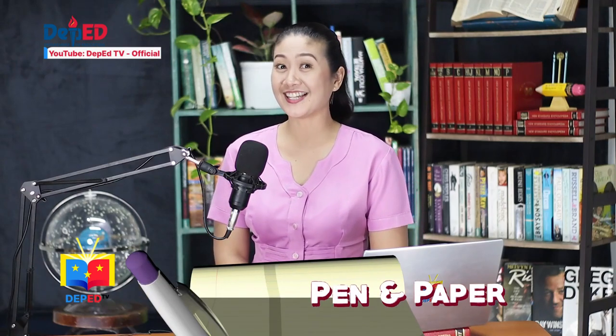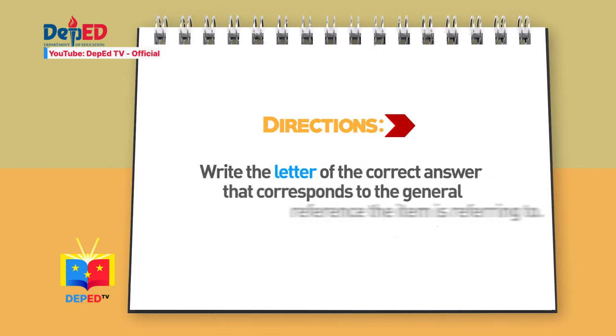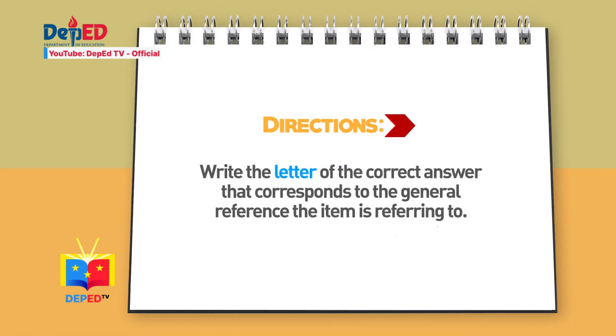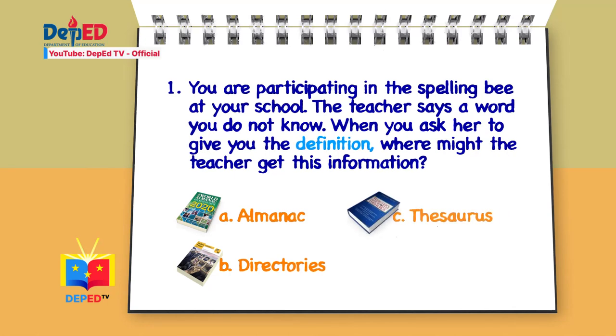All set for more? What are you waiting for? Grab your pen and paper. Ready? Let's begin! Directions. Write the letter of the correct answer that corresponds to the general reference the item is referring to. Number 1. You are participating in the spelling bee at your school. The teacher says a word you do not know. When you ask her to give you the definition, where might the teacher get this information? A. Almanac. B. Directories. C. Thesaurus. D. Dictionary.